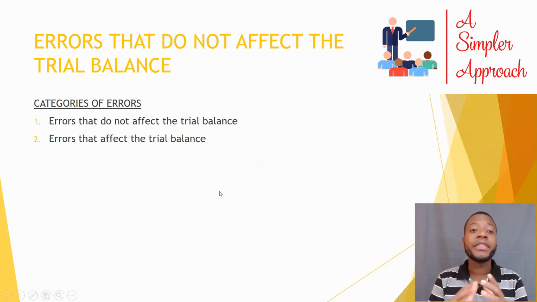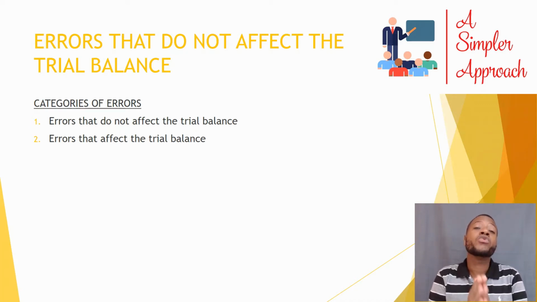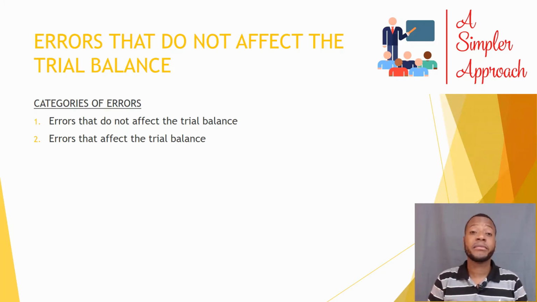You have errors that affect the trial balance, and you have errors that do not affect the trial balance. A few moments ago, we looked at some errors: error of commission, error of principle, error of commission. Those errors do not affect the trial balance. What do we mean? We mean that the trial balance will automatically balance: 100,000 on the debit side, 100,000 on the credit side. According to the trial balance, double entry is perfect.